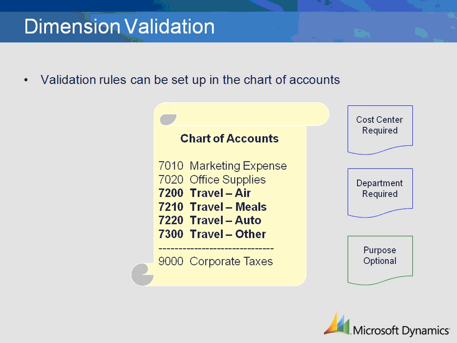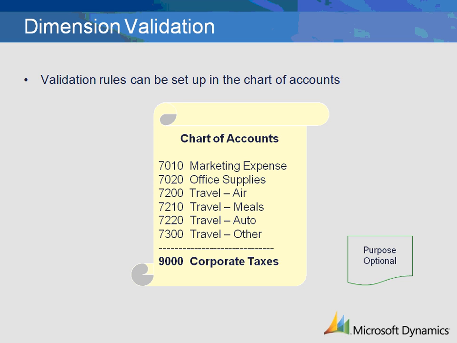Travel expenses must always have a location and department specified. These two dimensions can be set up as required for the travel accounts, and the purpose dimension can be set up as optional. When processing transactions in Microsoft Dynamics AX, the user will not be allowed to post a transaction to the travel accounts without specifying both the cost center and the department.